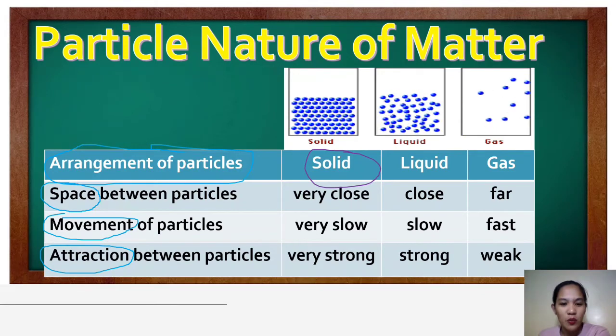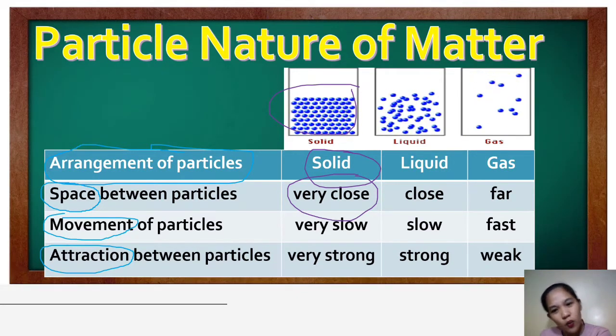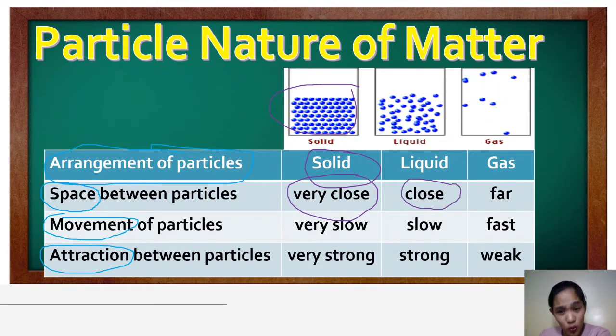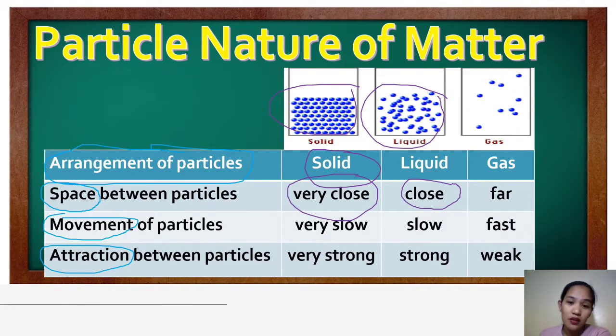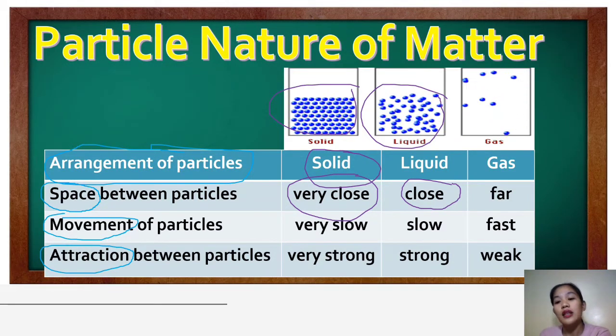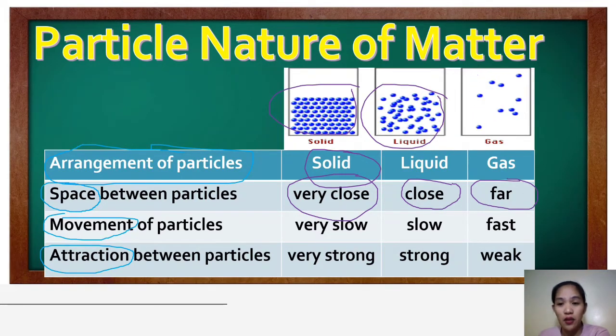So if it is solid, what is the space between the particles? Let us describe the space between the particles of solid based on the illustration. Based on the illustration, it is very close. While for liquid, it is close, but not as close as solid. And for gas, it is far, as you can see on the illustration.